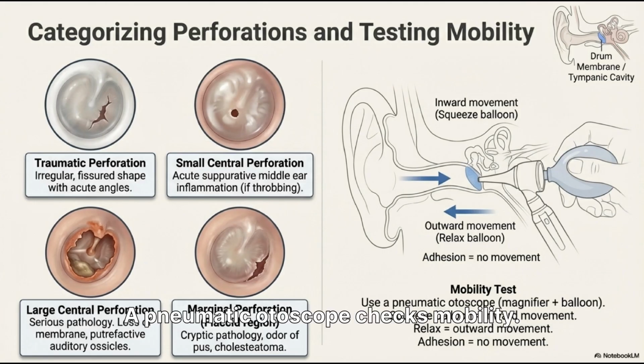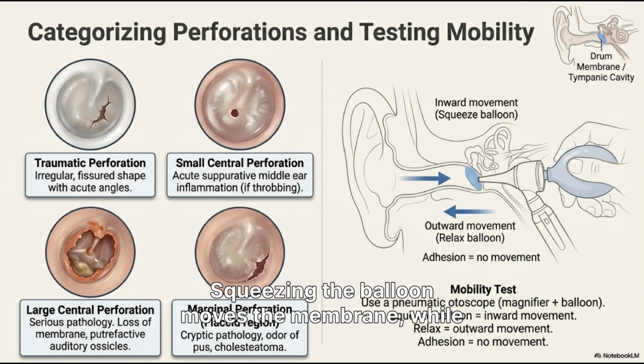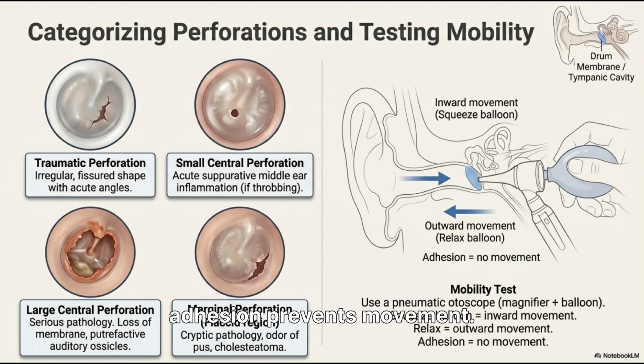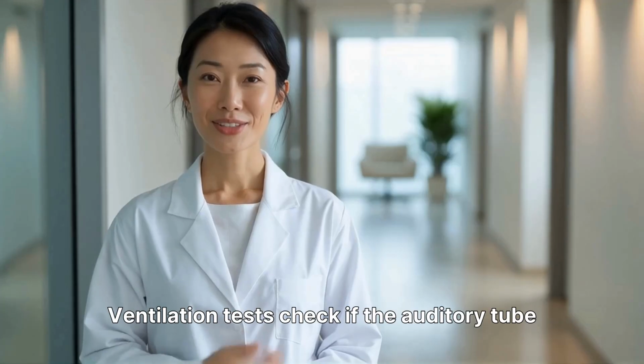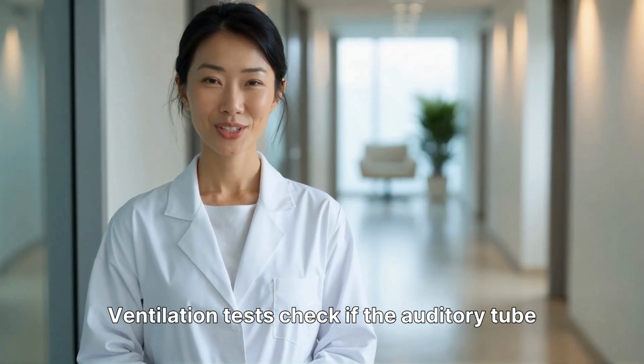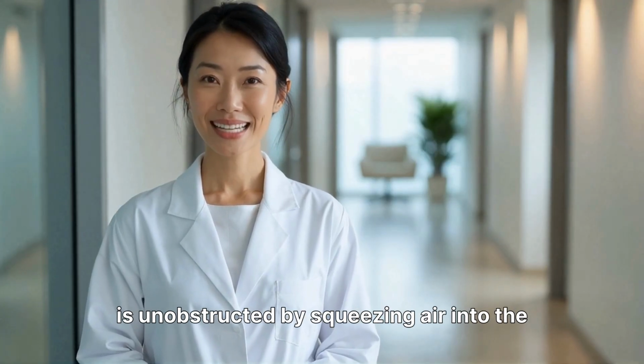A pneumatic otoscope checks mobility. Squeezing the balloon moves the membrane, while adhesion prevents movement. Ventilation tests check if the auditory tube is unobstructed by squeezing air into the tympanic cavity.